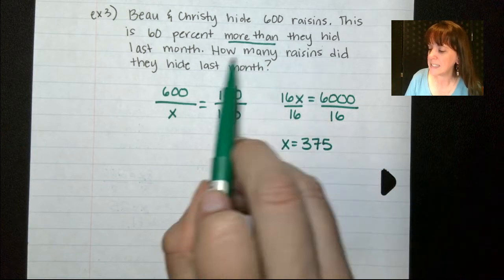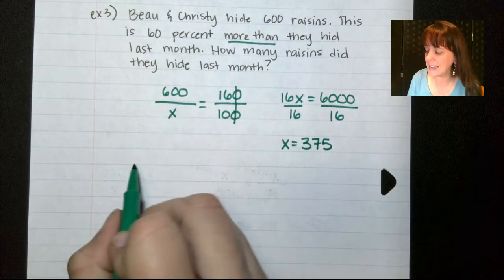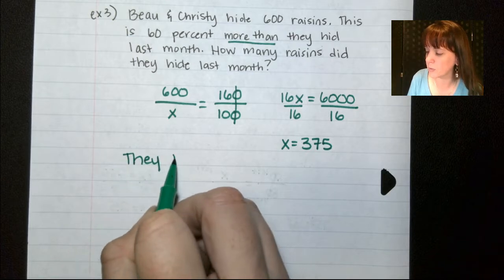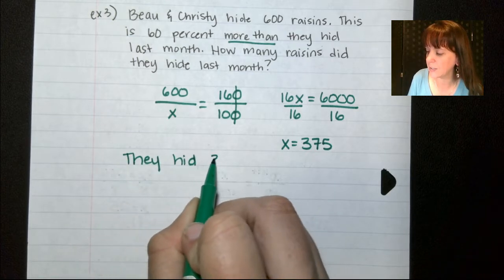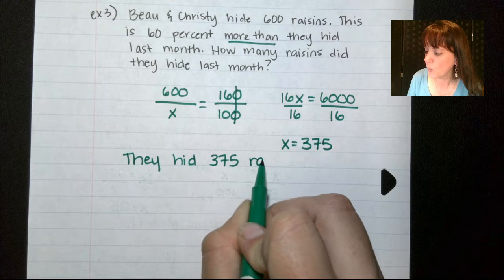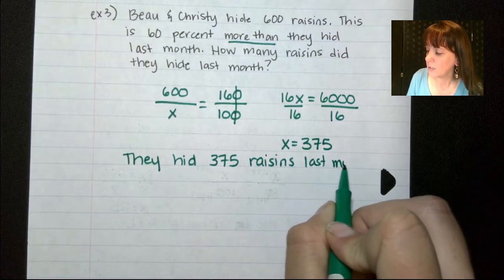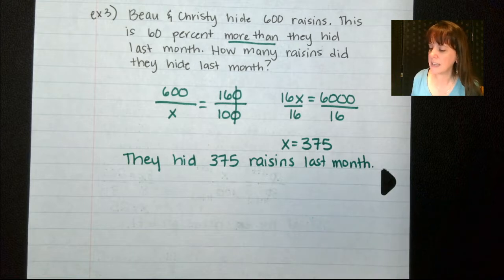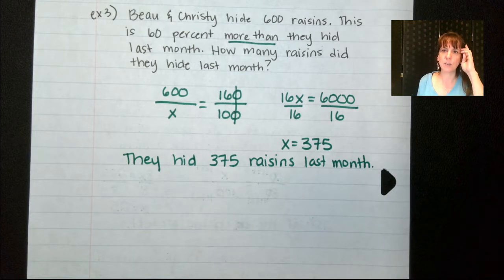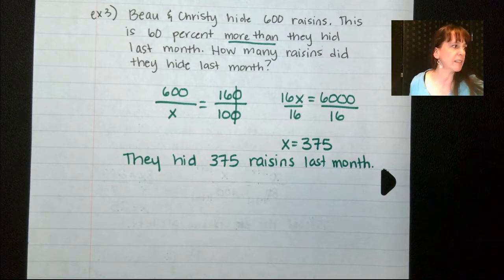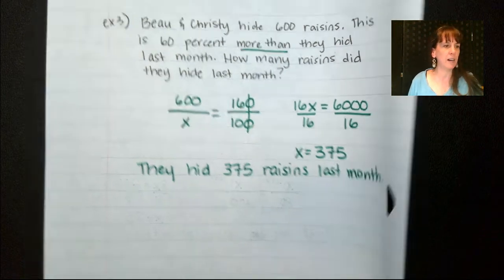So how many raisins did they hide last month? They hid, remember with word problems, you want to do complete sentences, they hid 375 raisins last month. So be very careful if it says more than or less than in regards to the percent, because sometimes you need to add 100% to it, or sometimes you need to take it away from 100%. So keep that in mind as you're doing these. Okay, let's take a look at the practice and go from there.